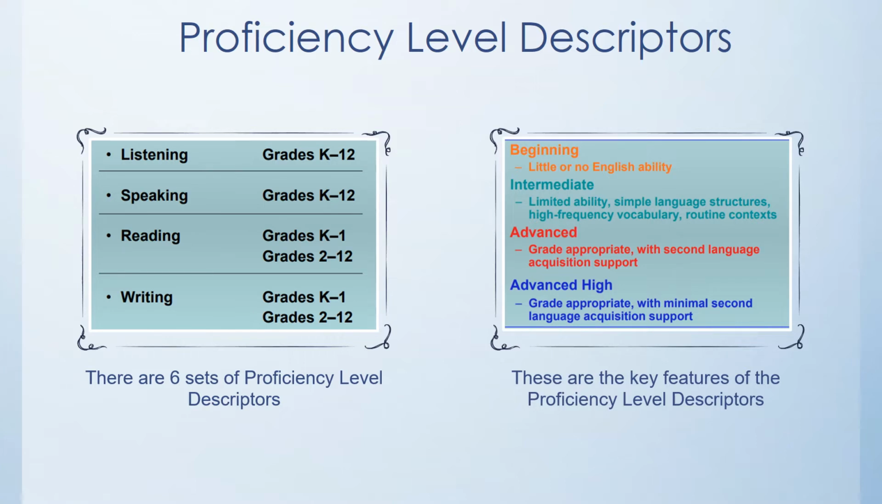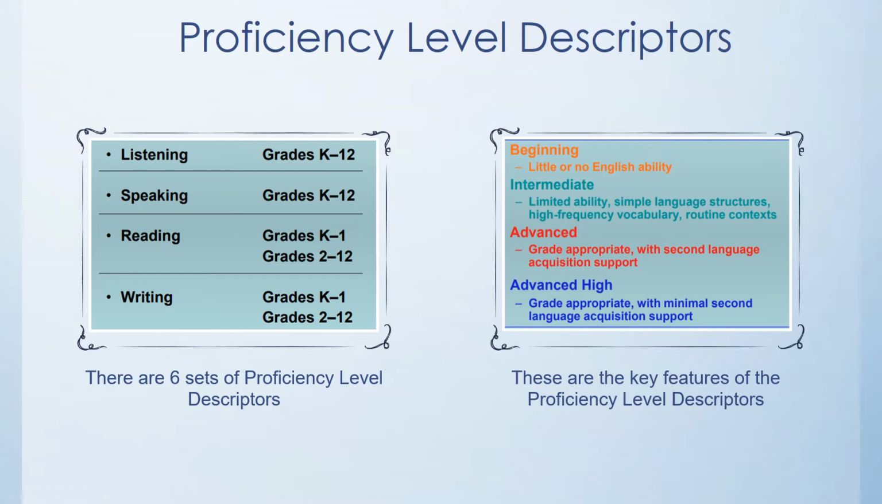There are 6 sets of proficiency level descriptors. That's because in reading there are 2 groups. There are proficiency level descriptors for students who are in kinder through first, and a different set of proficiency level descriptors for students who are in grades 2 through 12. The same thing happens in writing. That's because reading and writing look differently in kindergarten than they do in 12th grade. If you look on the right-hand side, you'll see the key features of these PLDs.